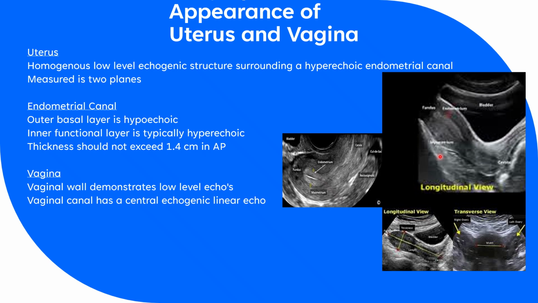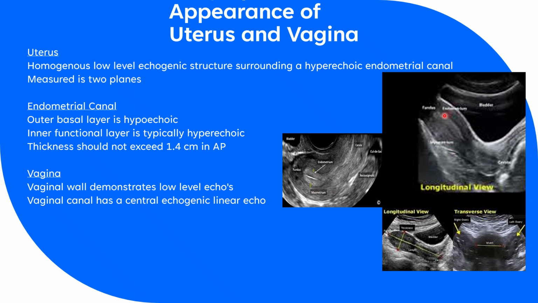The uterus is a homogeneous low-level structure, and within it we have a hyperechoic endometrium, and we can see that slightly hyperechoic endometrium. Now the endometrium itself is going to have two shades in it as well. That outer basal layer is going to be slightly hypoechoic, and we can kind of see that hypoechoic line going around it. And then the internal functional layer that gets sloughed off and responds to our hormones is going to be hyperechoic in comparison.